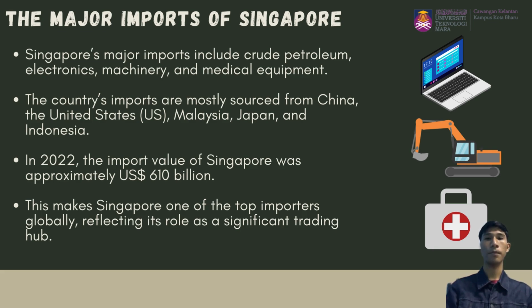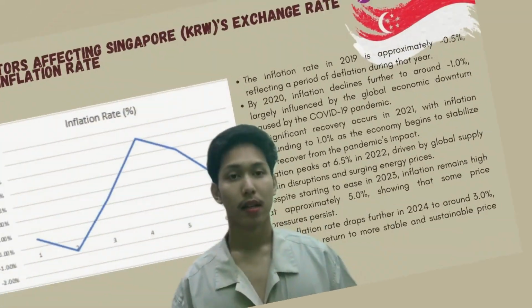The main countries that supply Singapore's imports are China, United States, Malaysia, Japan, and Indonesia. In 2022, the total import value for Singapore was about 610 billion USD. This high import value makes Singapore one of the top importers in the world. It shows how important Singapore is as a major trading hub.